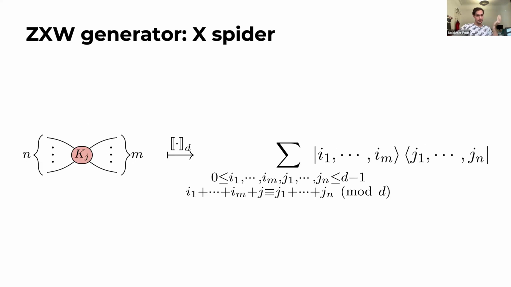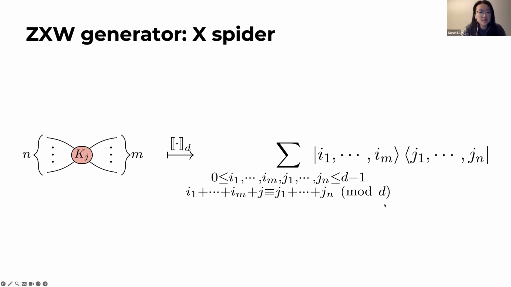And then the general formula to express the X spider is as follows. It looks quite complicated, but really what it expresses is the summation of all the computational basis states you put in. And if you have an extra j in the parameter kj, this is like the pi phase. If you have an extra kj, then that just shifts this addition. And we take this whole thing modulo d.